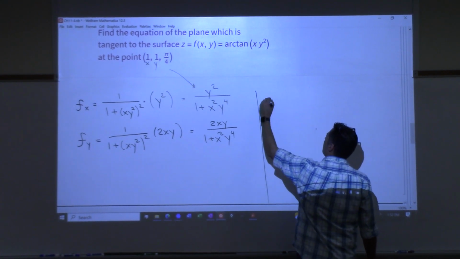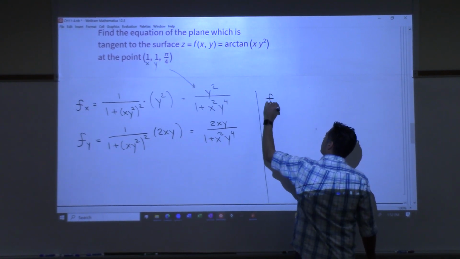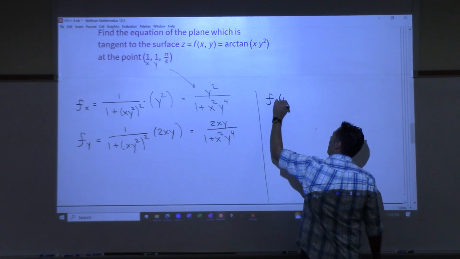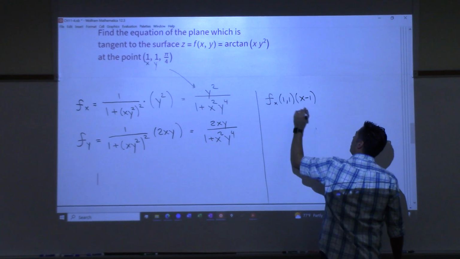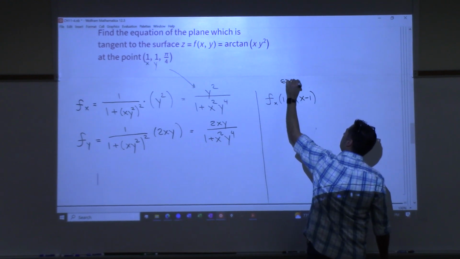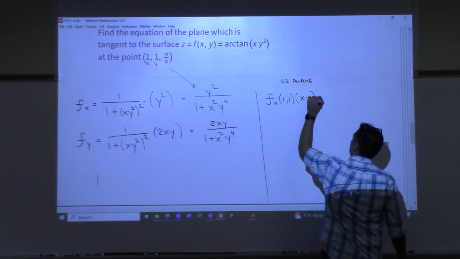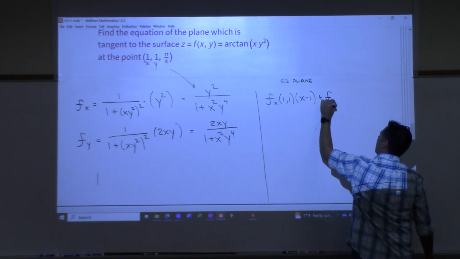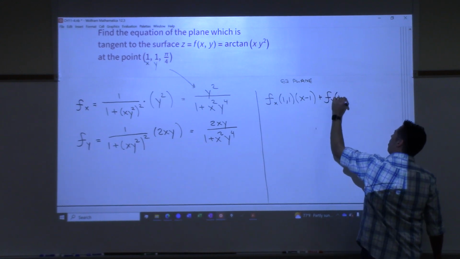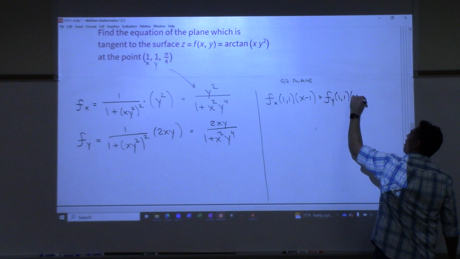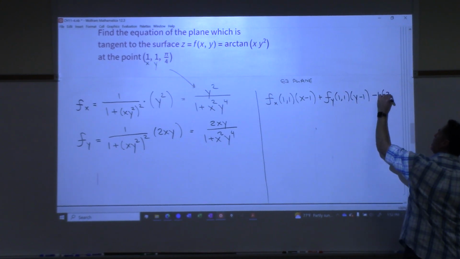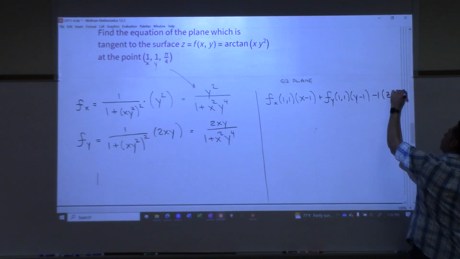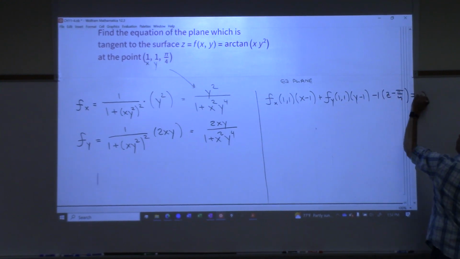Well, you know what? I'll write the equation. I'm going to take the partial with respect to x and evaluate it at 1, 1, and then I'm going to do x minus 1. This is my equation of my plane. Plus, then I'm going to take the partial with respect to y at 1, 1, and then do y minus 1. And then I will always have minus 1 in front of z minus pi over 4 in this case, equals 0.